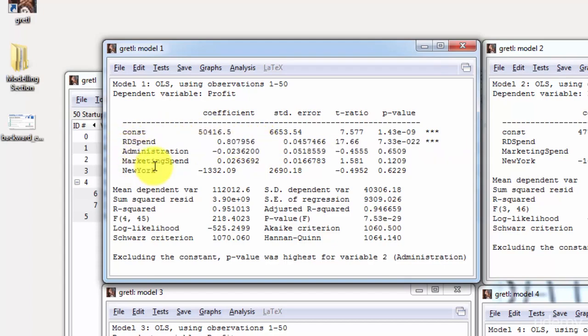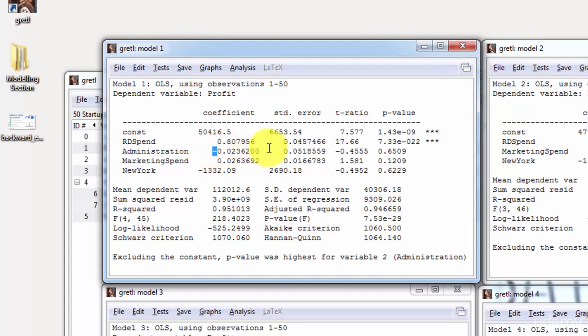This one is a dummy variable, so we'll get to that in a second. So R&D spend, what happens here? You know that per dollar you increase in R&D spend, your profit will increase by 80 cents. Great. Then marketing spend, per dollar that you increase in marketing, your profit will increase by 2.6 cents. Great. Then with administration, what happens here? Well, you can see that it's negative.